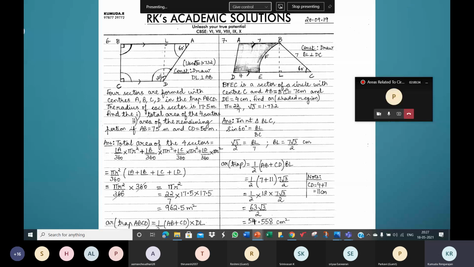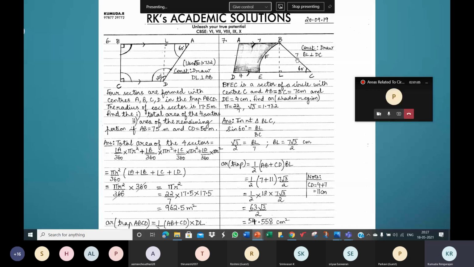So we construct BL perpendicular to CD. This acts as the distance between the two parallel sides. BL is the perpendicular distance between the two parallel sides. And we take up the right triangle BLC, where we know this acute angle is 60 degrees, and we know the side BC is 7 centimeters.